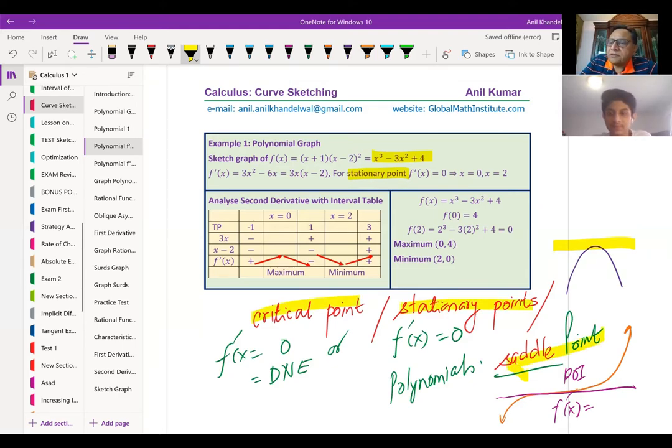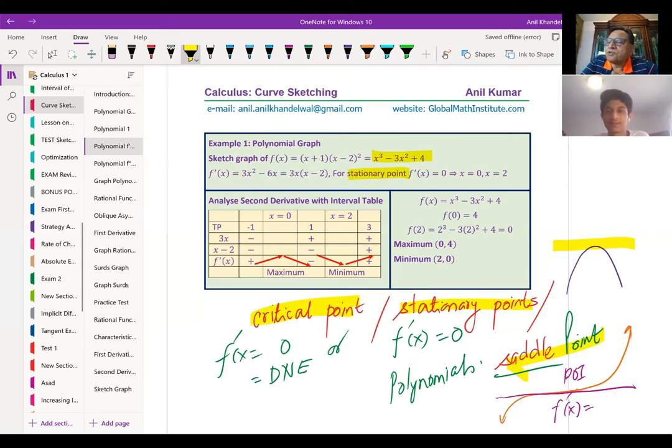But you should understand them clearly, how they are similar, how they are different. For all of them, the derivative is 0, right? But for critical numbers, we also look into the points where the derivative does not exist.